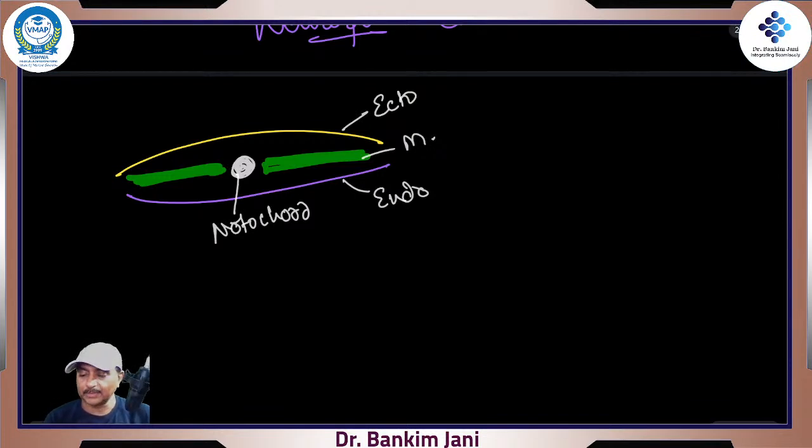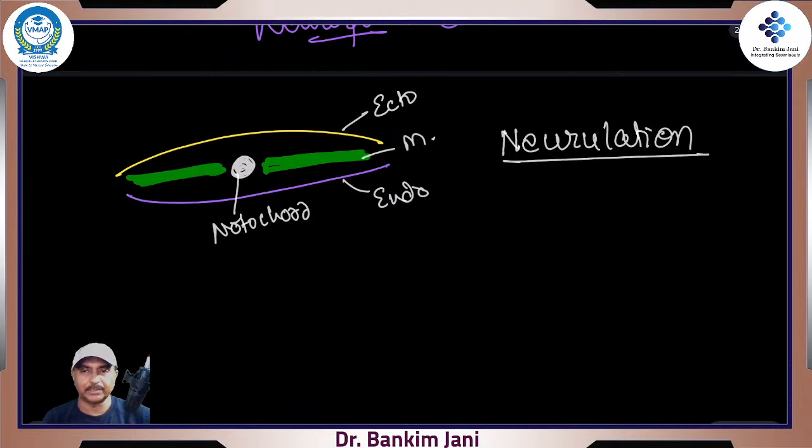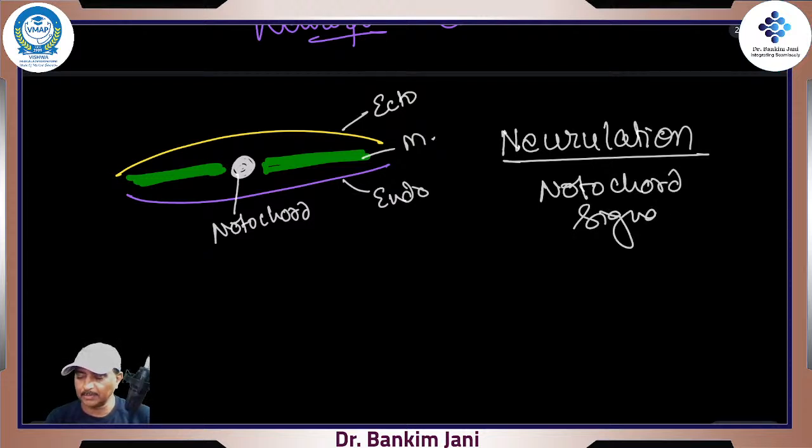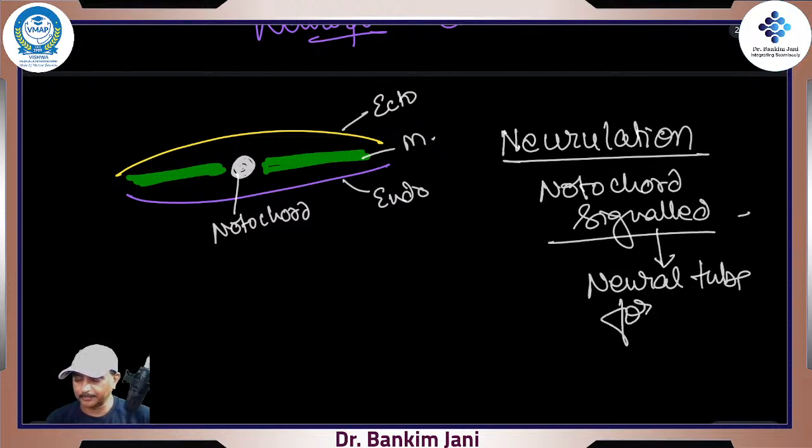This process, which leads to the formation of the neural tube, is called neurulation, right? What is neurulation? One simple thing: the notochord has sent the signal, and the neural tube is formed. So our next step is how the neural tube is formed, because once we know the neural tube, it is easy, because the brain and spinal cord will come from that.